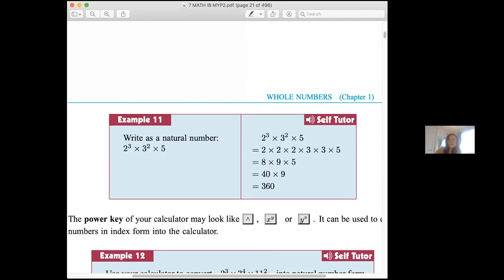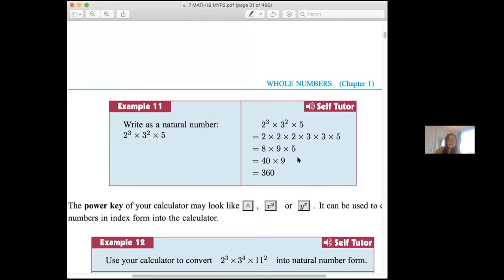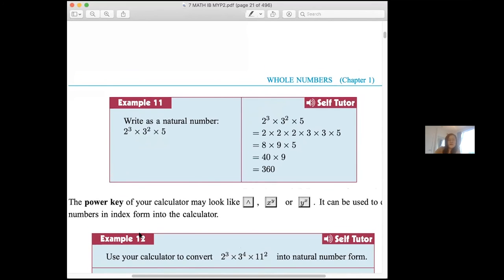Okay, now let's move on. Oh, this is a calculator question. Do you have your calculator with you now? If not, we can skip this one. Just practice calculating skills.